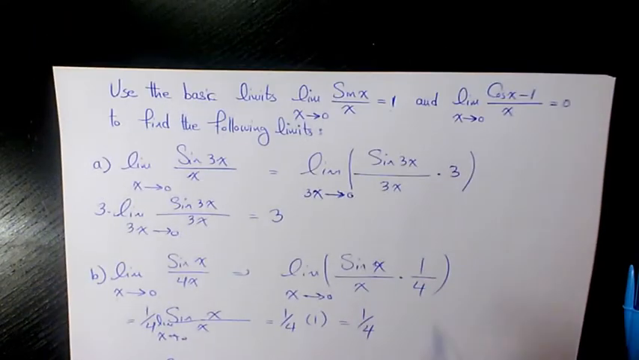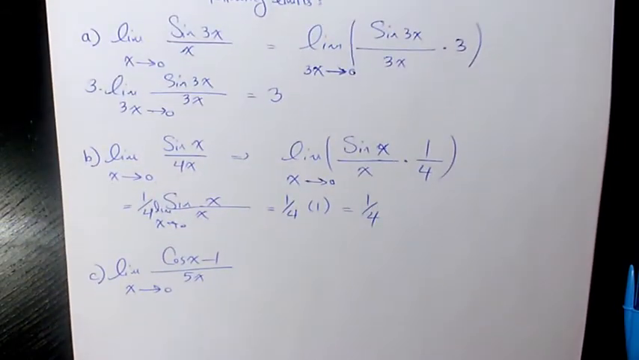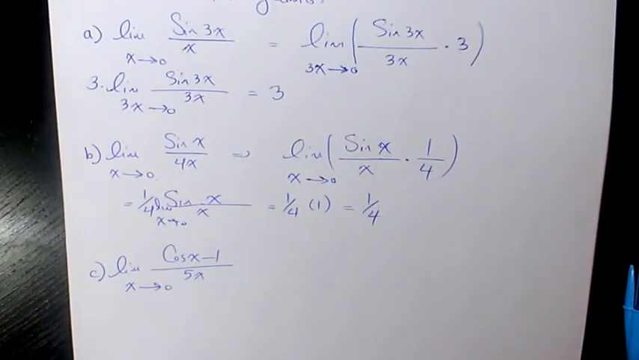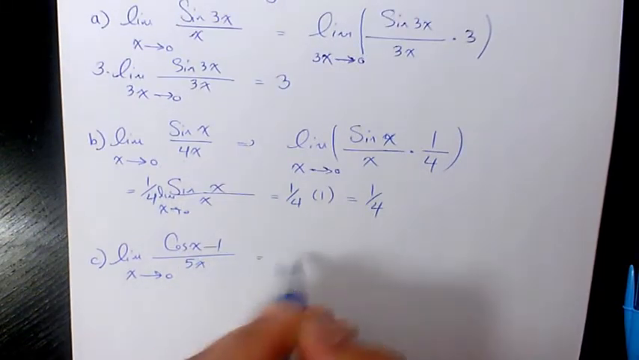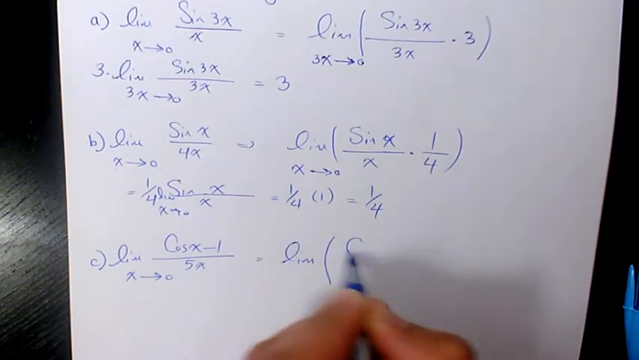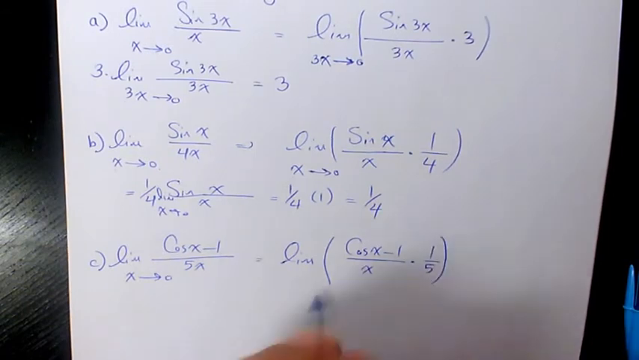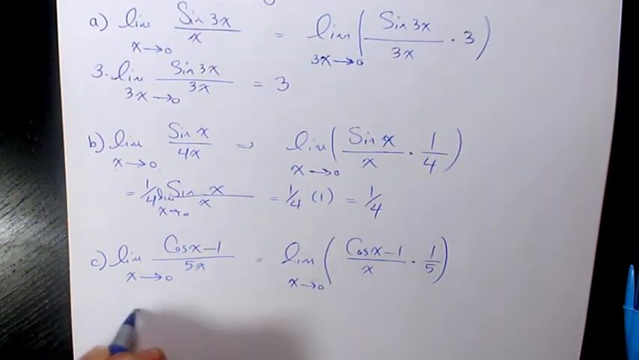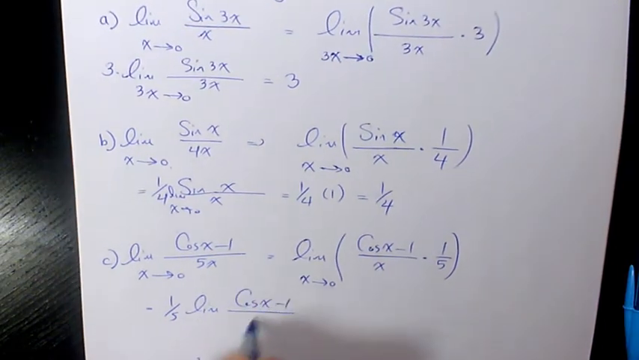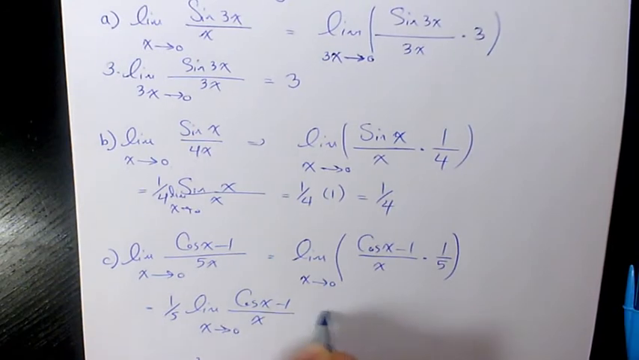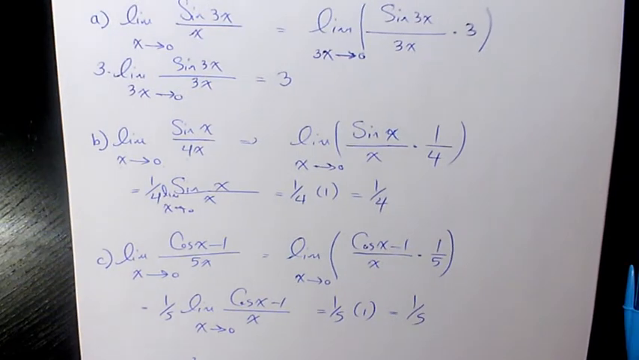Next one, we said cosine x minus 1 over x is 0 when x is approaching 0. So we have cosine x minus 1 over 5x. You can separate them. It's going to be 1 over 5 times the limit of cosine x minus 1 over x when x is approaching 0. So it's going to be 1 over 5 times 0, which is 0.